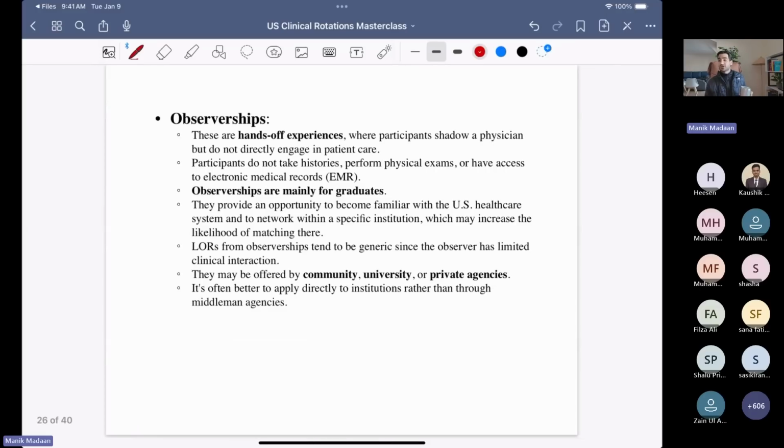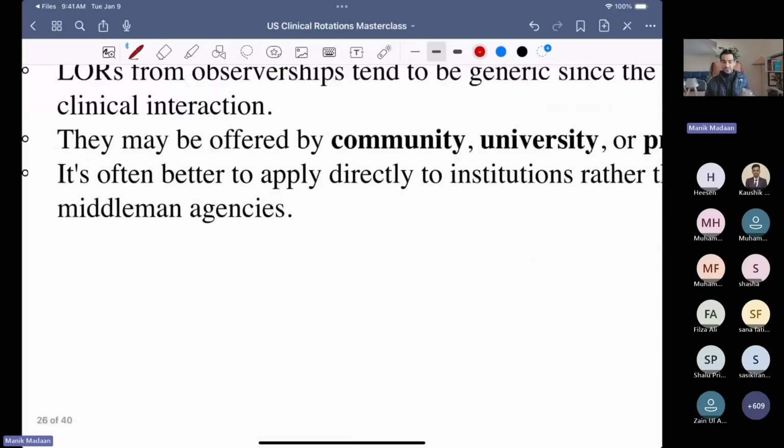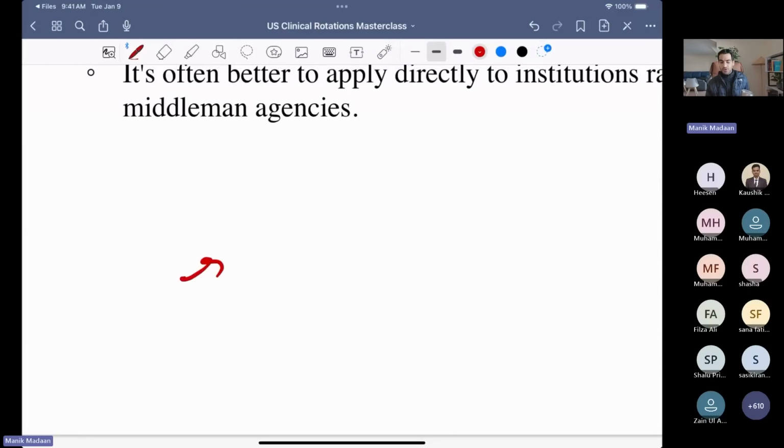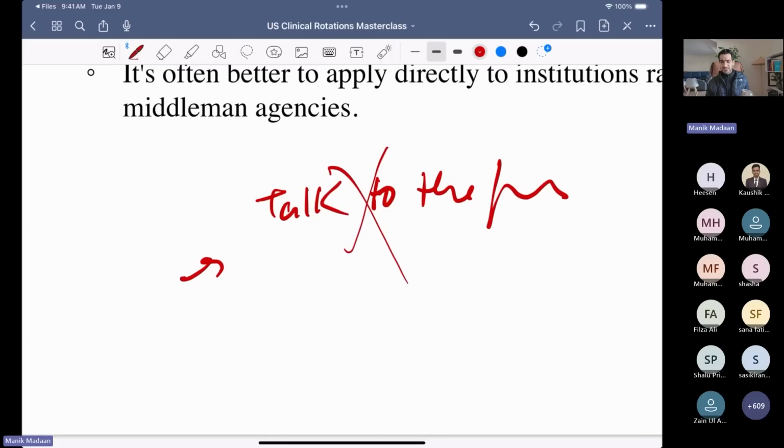So next is observerships. Observerships is what you'll see get marketed a lot, because of multiple reasons, and I'll talk about them as well. But basically, an observership is a hands-on experience where a participant, which is you, shadows a physician but does not directly engage in patient care. The way it is written is, you shouldn't even talk to the patient. You can't do that because it's against insurance laws. The way insurances work, you can get sued if you do that.